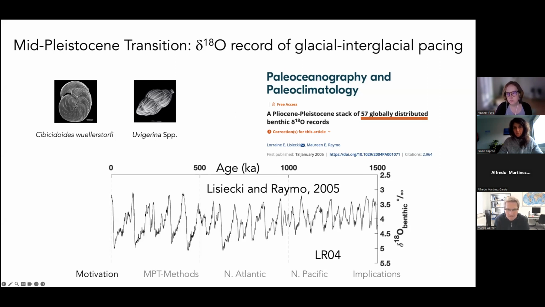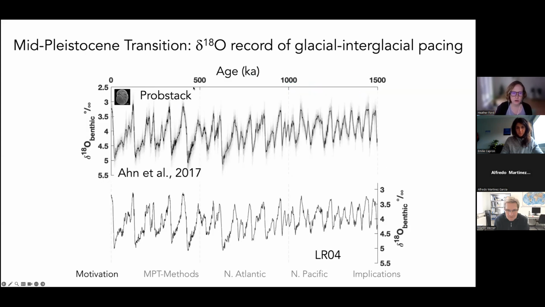And I think what was really seminal about this particular work is that it looked at 57 globally distributed benthic oxygen isotope records to get a sense of what the pacing was of global climate. And it has since been updated. If you don't know, ProbStack, this was a student that worked with Lorraine, and this was published in 2017.